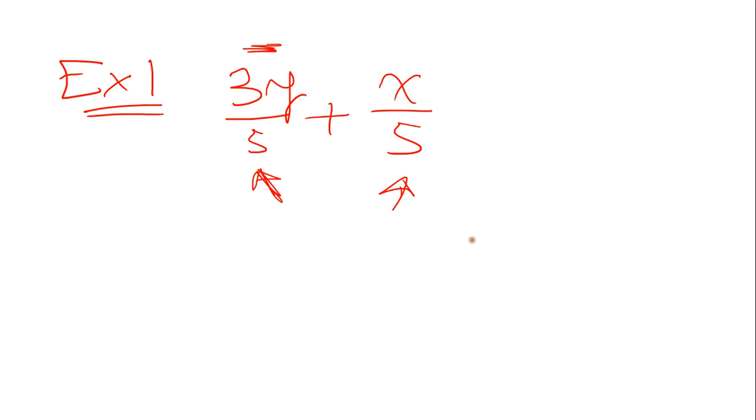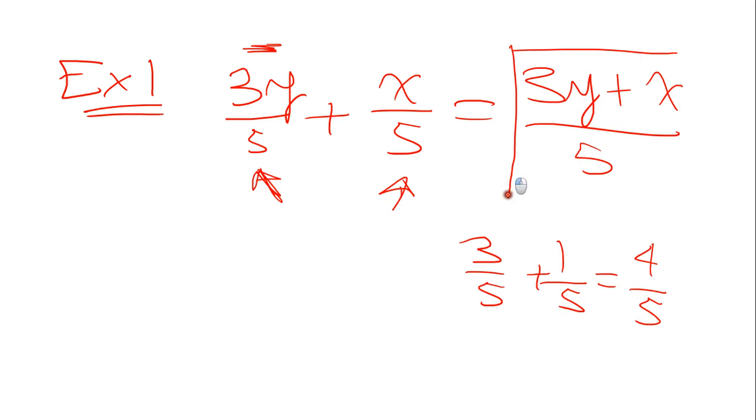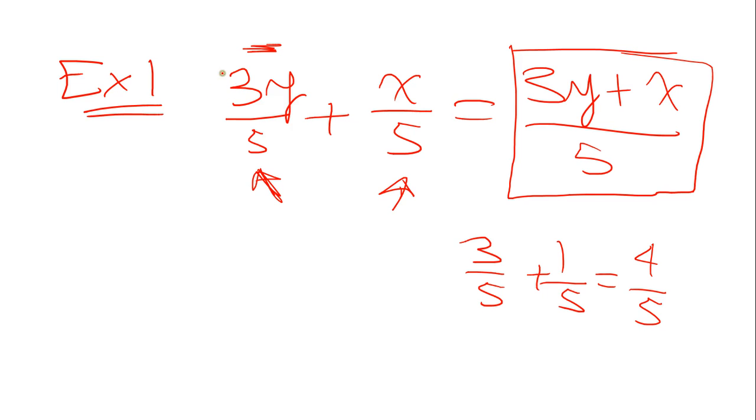just like if we had 3/5 plus 1/5, we just add that to get 4/5. Here, we're just going to have 3y plus x over 5. Nothing really special about that. Same thing we've been doing. And that was part A. Alright, so part B.